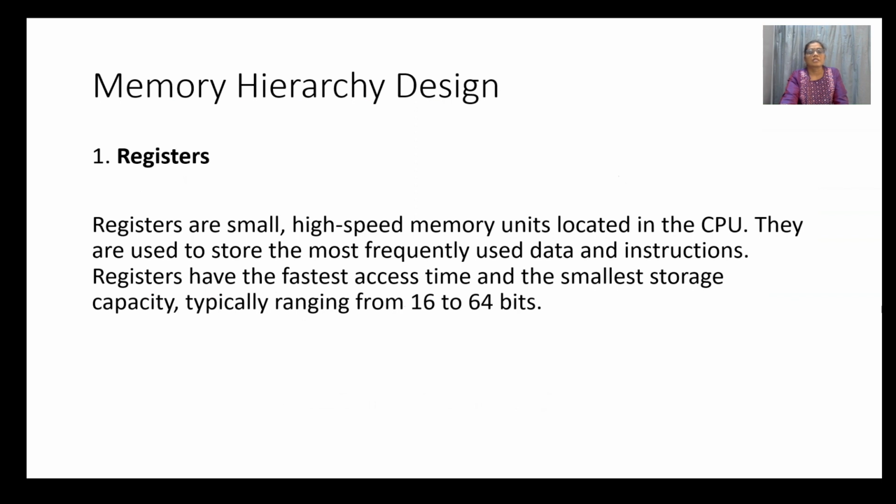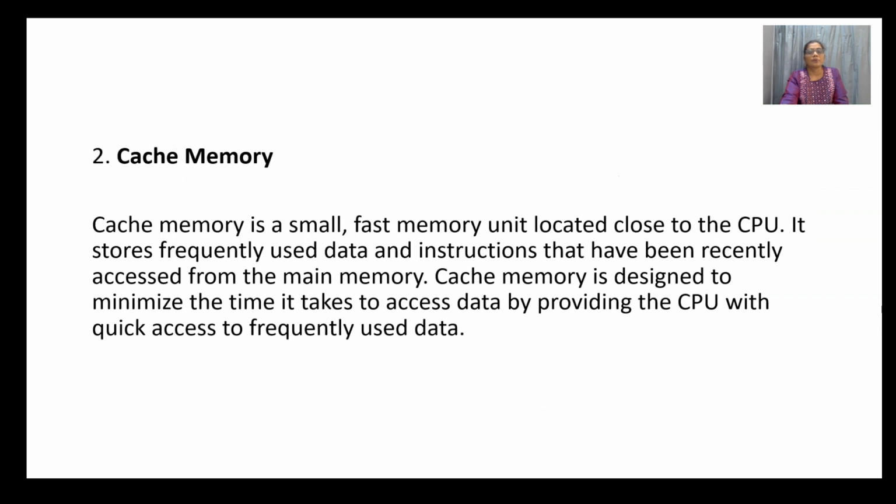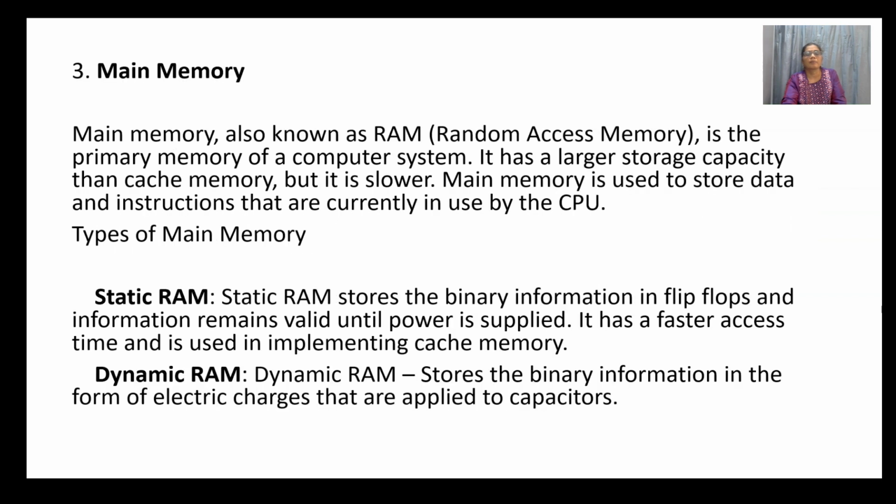First one is the registers. These are a small amount of high speed memory units located in the CPU. Second one is the cache memory. It is also a small and fast memory unit located close to the CPU. It stores frequently used data and instructions that have been recently accessed from the main memory. And third one is the main memory. Main memory is also known as random access memory. It is the primary memory of the computer system.